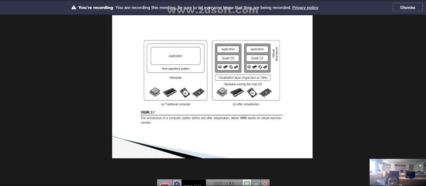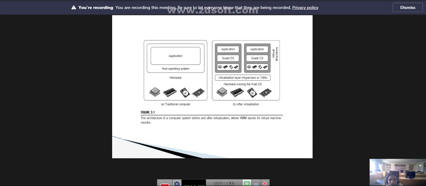So virtualization is a computer architecture technology in which we have virtual machines multiplexed with the hardware machine. The purpose of the virtual machine is to enhance resource sharing among many users, in order to improve the computer performance in terms of resource utilization and application flexibility. The idea is to separate the hardware and software to yield better system efficiency. This is before virtualization, the traditional computer, and this is after virtualization.